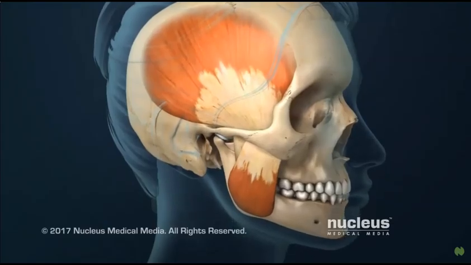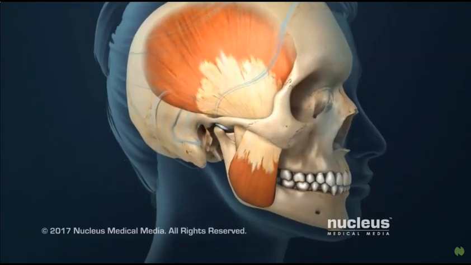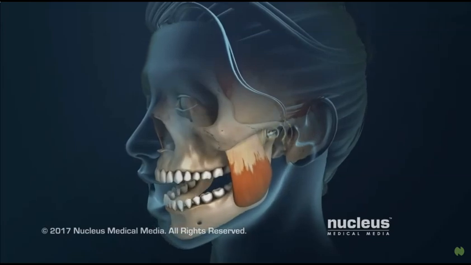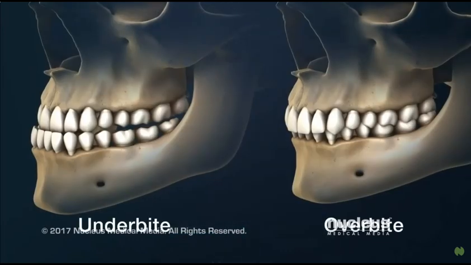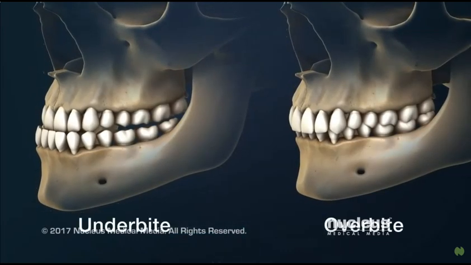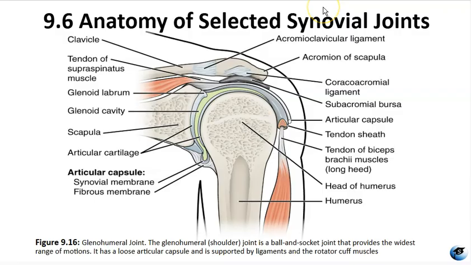Other symptoms include problems moving your jaw, painful clicking when you open or close your mouth, and changes in the way your teeth meet. The glenohumeral joint, also known as the shoulder joint, is a ball and socket joint connecting the humerus and scapula. This joint allows for extensive mobility in all directions, but depends largely on the rotator cuff muscles for stability due to its minimal ligamentous support.